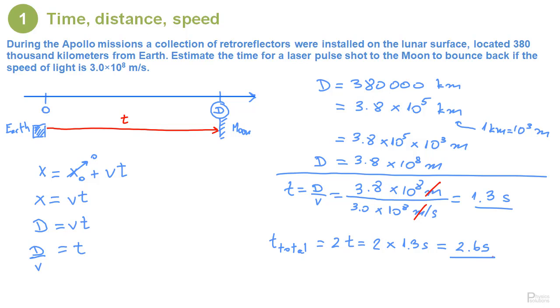In the next exercise, we're going to look at some concepts that sometimes are mixed. I'm talking about distance and displacement, as well as average speed and average velocity. So don't miss that.